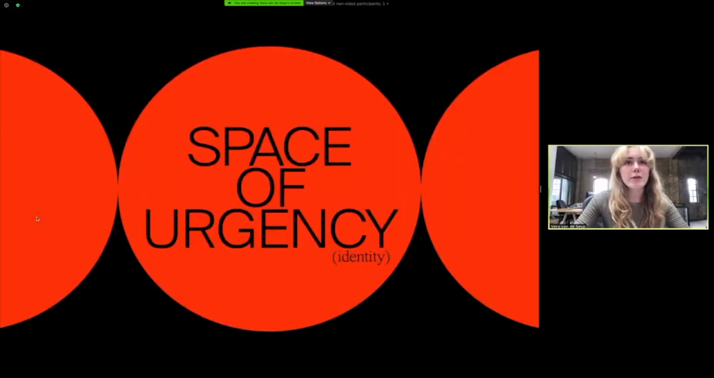So one of them is called Space of Urgency. It's an identity for a collective called Space of Urgency, which is basically a non-profit organization that fights for alternative housing. So for instance, squats, but also free spaces for minorities that are not accepted in certain countries. Basically safe spaces for people that are maybe not accepted because of their beliefs or because of their sexuality or their identity or their gender, which is, I think, a super important thing.